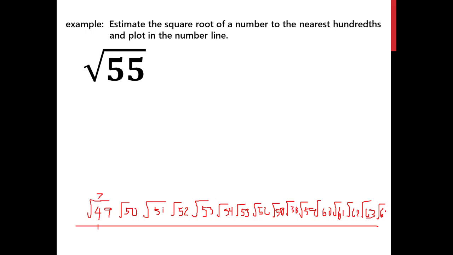Okay. So this is from this side to this side. So this is 8, right? The square root of 64 is 8. So obviously, the square root of 55 is 7 point something, right? Then we need to find the decimal for this one. 7 came from here. Now the next step is we need to count the distance from the square root of 49 to the square root of 64. So let's just count it here. 1, 2, 3, 4, 5, 6, 7, 8, 9, 10, 11, 12, 13, 14, 15. So that is 15 units away.